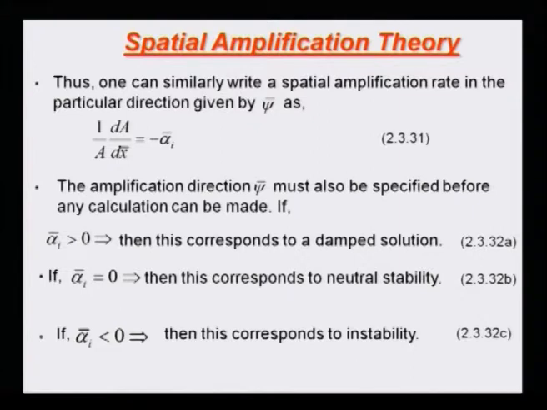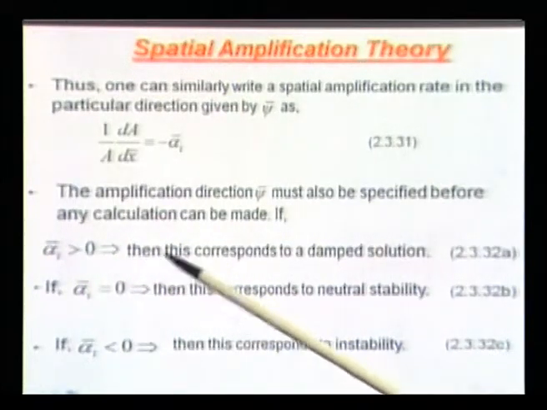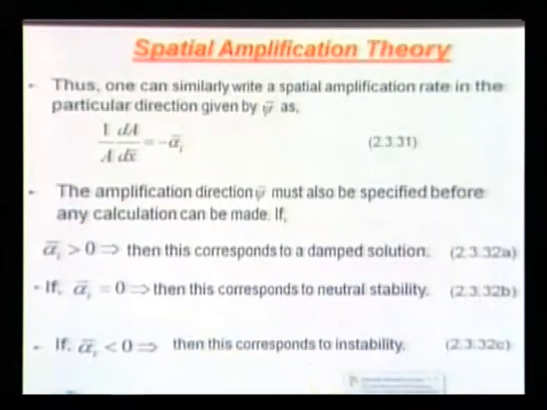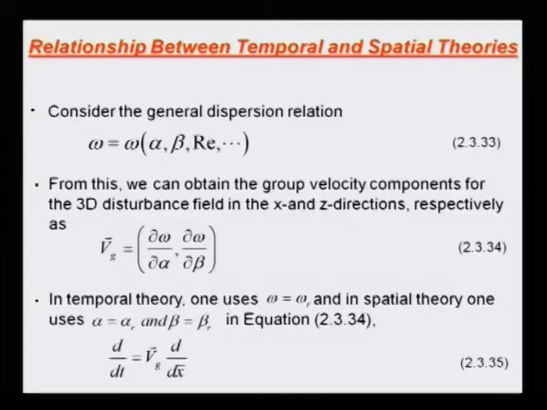And we note that if alpha is positive, then we have a damped solution. If alpha is 0, then we have a neutral solution, and if alpha is negative, then we have a case of spatial amplification. Now, what we need to do is figure out how these two theories relate to each other.